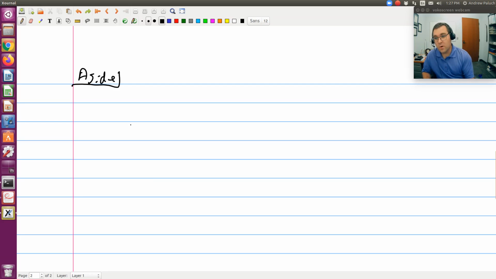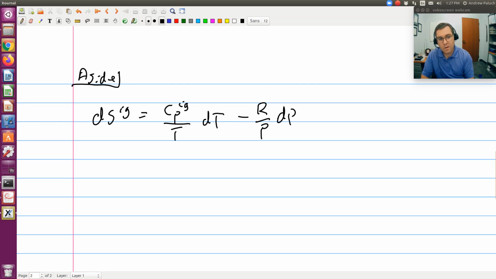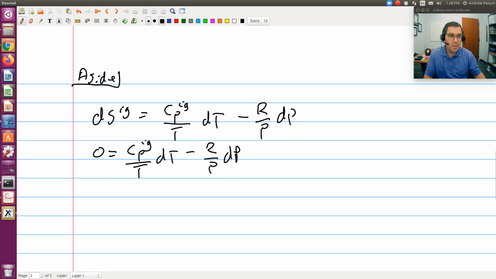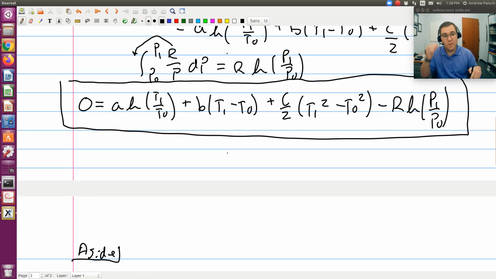Okay, so if I go back to my case of isentropic compression for an ideal gas, I have ds ideal gas is Cp ideal gas over T dT minus R over P dP. So for an isentropic compression, ds ideal gas is 0, so I just have 0 is Cp ideal gas over T dT minus R over P dP. All right, so this equation that we have boxed in, I would say that is the rigorously correct way to solve this problem.